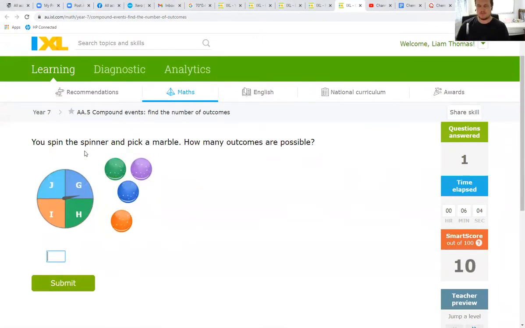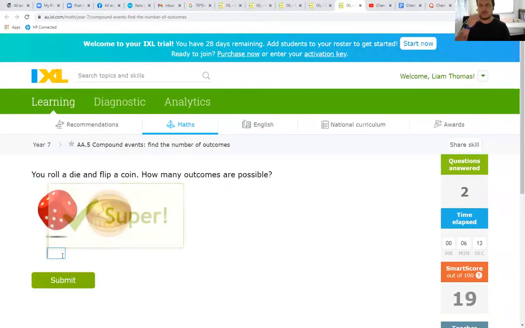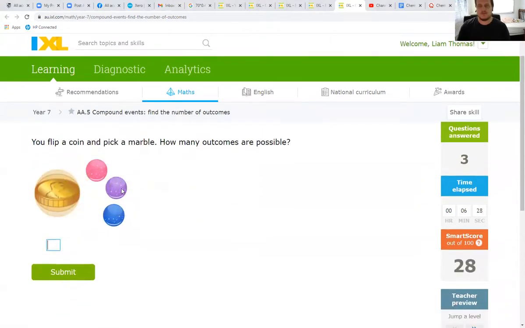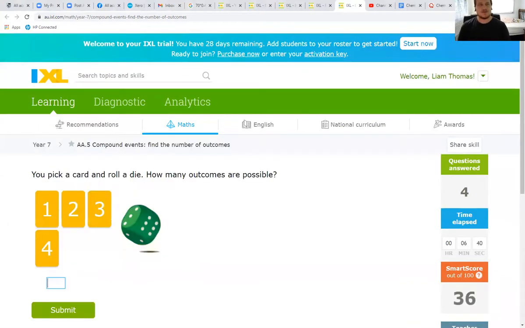So how many outcomes are possible here? So when we're talking about compounding events, you've got to look at both of them. So Izzy says 16. Perfect. About this one here. Yeah, 12. Perfect. Last one. So flip a coin and pick a marble. How many outcomes are possible? 6. All right, you guys can back down, that's enough of that. So with a compounding event, you just take the total number of possibilities of each and multiply them together.